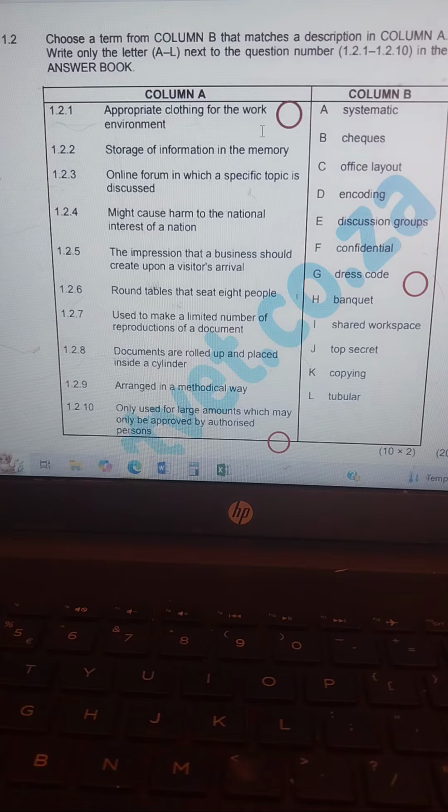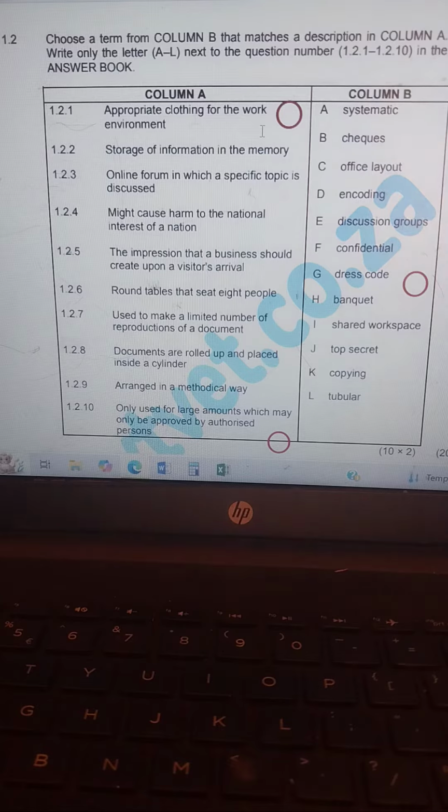Number 6, round tables that sit 8 people. Your answer is H, a banquet. Number 7, used to make a limited number of reproductions of a document. It's K, copying. Number 8, documents are rolled up and placed into a cylinder. It's L, tabular. Number 9, arrange in a methodical way. Your answer is A, systematic.